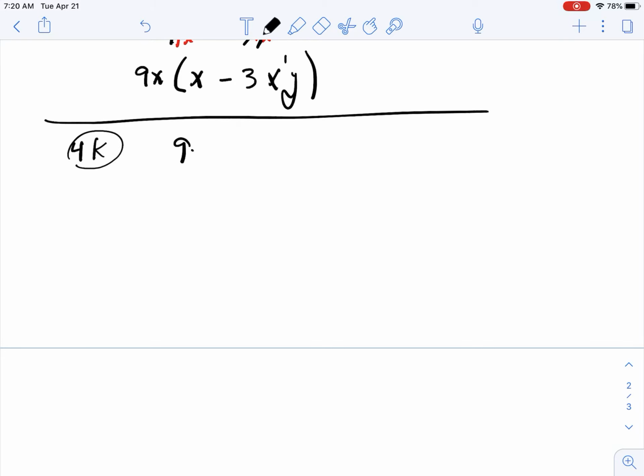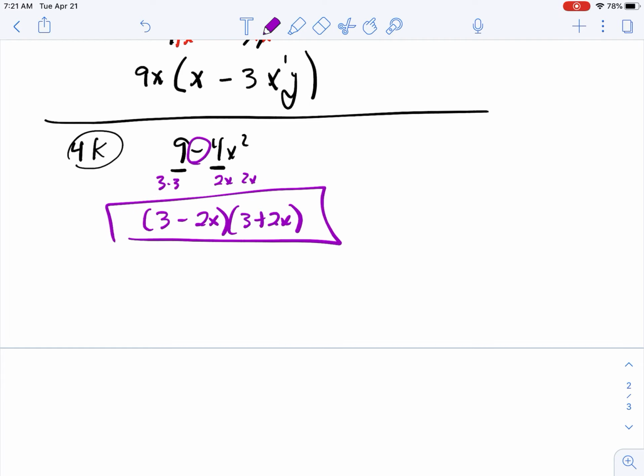Okay, so now there's another option here. 9 minus 4x squared. Notice there's nothing to divide out, but you do have a perfect square. You have a negative here, which means I can break this down to 3 and 3, 2x, 2x. So we have 3 minus 2x and 3 plus 2x. Okay. So you gotta look for perfect squares sometimes too. So there's nothing to take out as a GCF, look for that. Okay, it's a lot of questions sometimes.